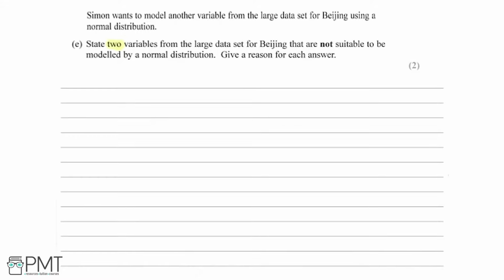Now we need to have a think about what variables are included in the dataset. So there are a variety of different ones. But think about what can't be modelled by the normal distribution: it's actually qualitative data or categorical data. And think about the variables.